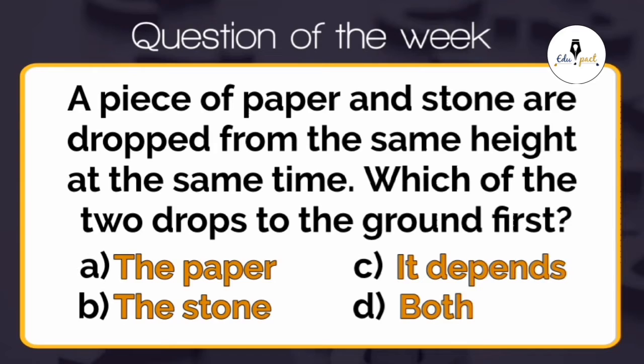If you are ready, I'm ready. So let's go. Our problem statement: A piece of paper and stone are dropped from the same height at the same time. Which of the two drops to the ground first? A. The paper. B. The stone. C. Depends. D. Both. I know most of you are in a rush to go with the first alternative, but let's delve deeper to look at the appropriate solution to the problem.